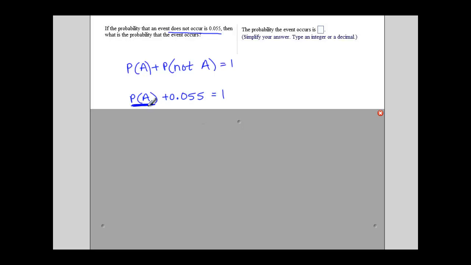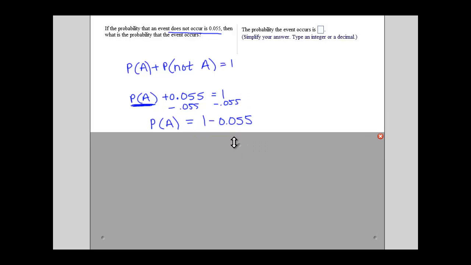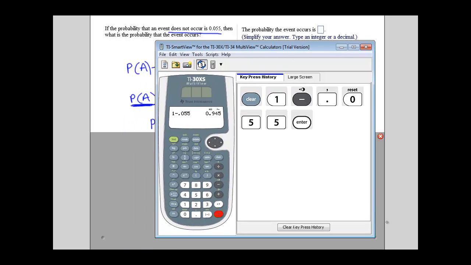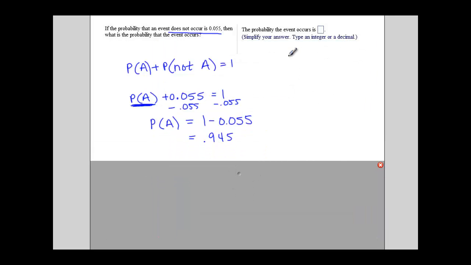And since the probability of A is unknown, so that we solve for the probability of A, we would subtract 0.055 from both sides of your equation. In your calculator, we could type in 1 minus 0.055. So 1 minus 0.055 would give me 0.945. So the probability the event occurs is 0.945.